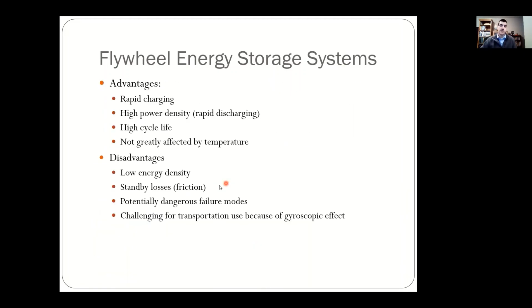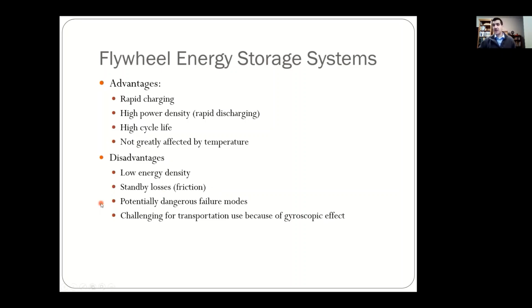Okay. There are some standby losses. You can minimize those by drawing a vacuum on the flywheel and by using magnetic levitation, but you're still going to have some standby losses in the generator, and you can't get rid of everything. So there are some standby losses.